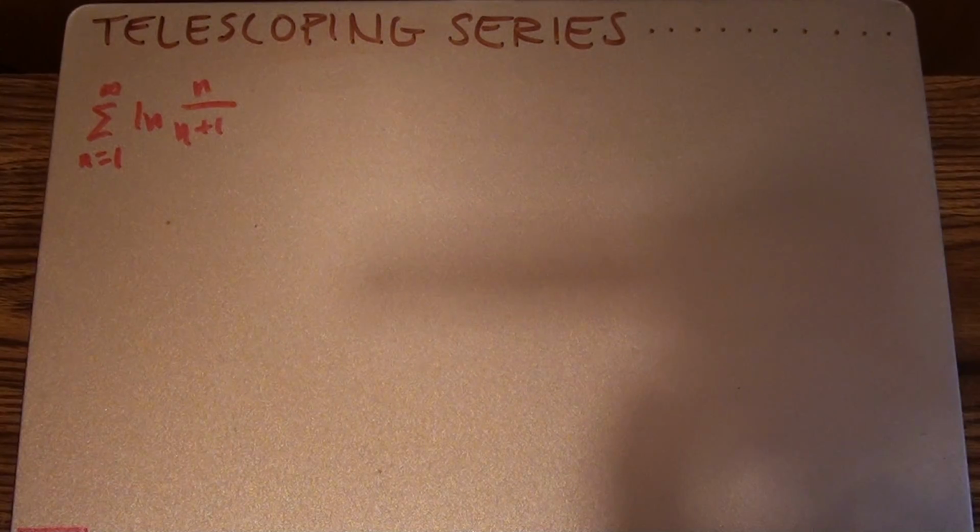Hello again, friends. In this video we're going to be working with our telescoping series once again. Like I explained in the last video, the telescoping series works just like a telescope. A telescope expands out, and then you can contract it back down into a smaller size, right? The telescoping series works in a similar way.